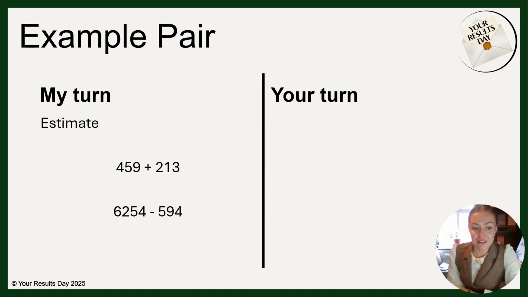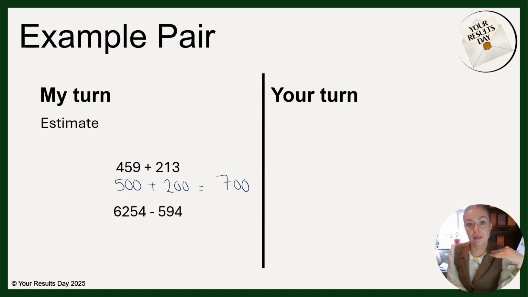So it is important that we get this as simple as possible to be able to work it out. So I'm going to round each number in my calculation to one significant figure. 459 would become 500, and 213 would become 200, which means my estimation is 700. Notice I had no problem doing that in my head.